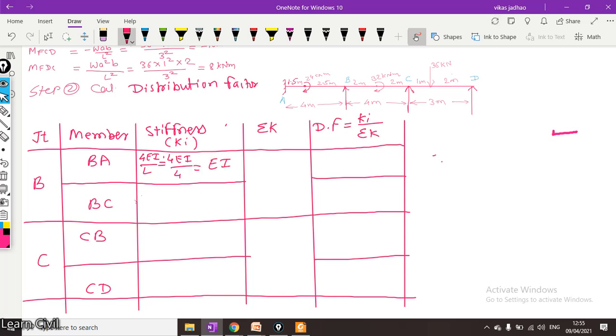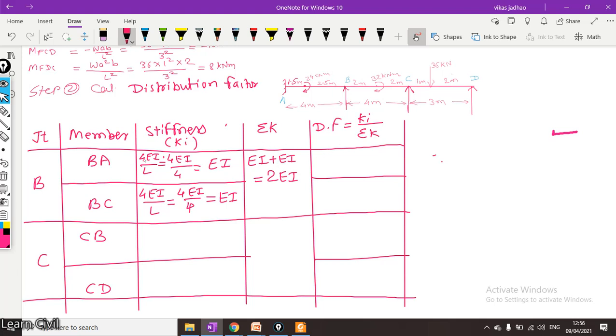For BC, the stiffness is again given by 4EI upon L. So this is equal to 4EI divided by 4, which is again EI. The stiffness will be EI. The summation of K is EI plus EI, so this is equal to twice EI. Okay, so we have calculated the summation of stiffness.